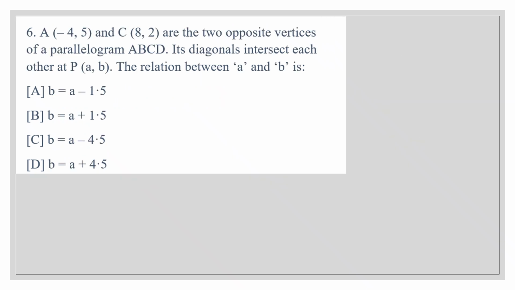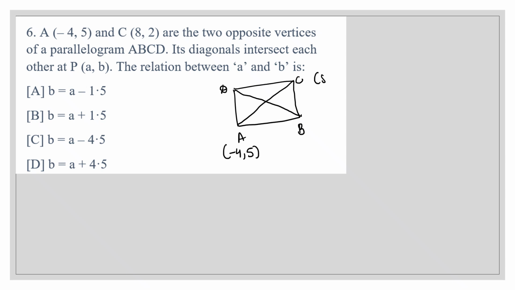Next, question number 6. A(-4, 5) and C(8, 2) are the two opposite vertices of a parallelogram ABCD. Let's draw it. The diagonals intersect each other at a point. So these are the diagonals. A is (-4, 5) and C is (8, 2).